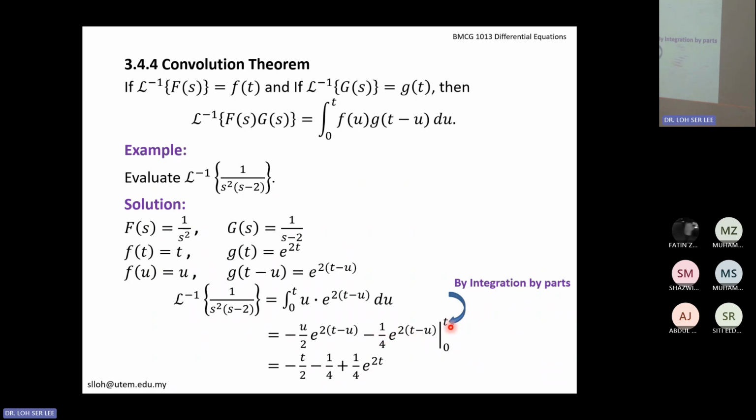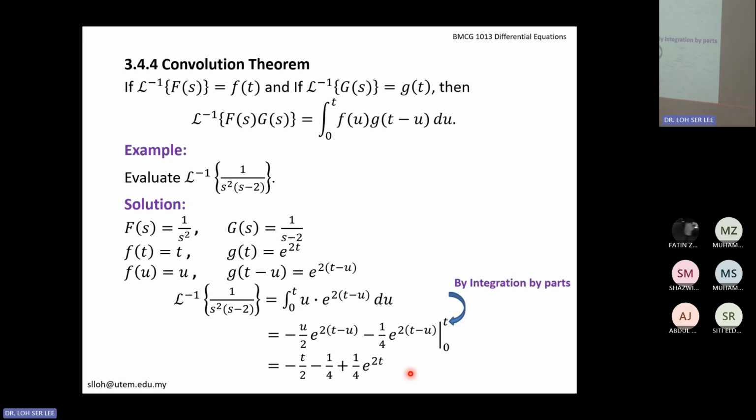Now we are substituting the t into the u, and then minus the substitution of 0 into u. We are substituting into u, not t. t into u minus 0 into u. Then you get this result.